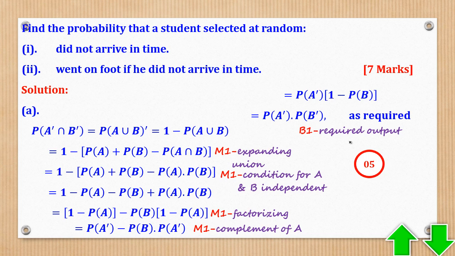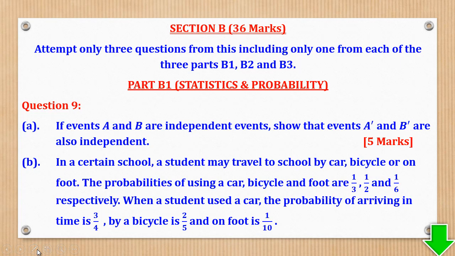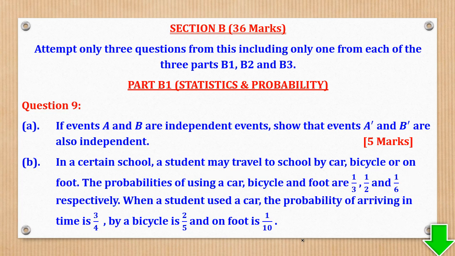And that's what they wanted. Then part B says, in a certain school, a student may travel to school by car, bicycle, or on foot. The probabilities of using a car, bicycle, or foot are these, respectively. When a student used a car, the probability of arriving in time was this, and by bicycle is this, and by foot is this.